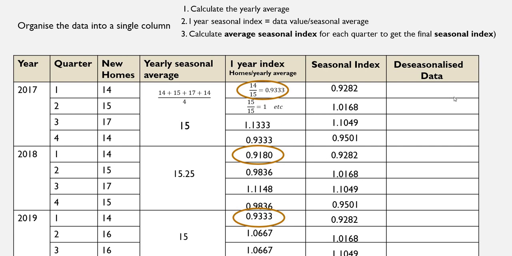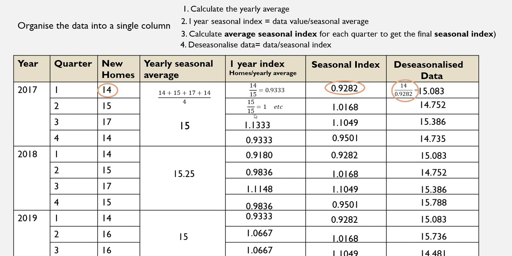Now, here we are at our final step of deseasonalising our data. So our deseasonalised data is going to be our original data divided by the seasonal index. So 14 divided by 0.9282, and that gives us a deseasonalised value of 15.083.